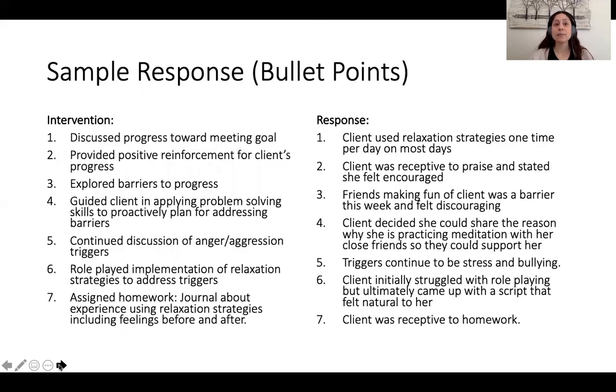In bullet point, it would look something like this. And remember, I said that numbering could be helpful. And so in this case, I have a number to correspond to each of the numbers in my intervention. So if we go to number 4, for example, guided client in applying problem-solving skills to proactively plan for addressing barriers. And then I go to number 4 in the response, client decided she could share the reason why she's practicing meditation with her close friends so they could support her. You see that those line up. Okay, the problem-solving skill and plan was to share the reason why she's practicing meditation with her friends. Okay, and then again, number 7, I say I assigned homework. So in number 7 in the response, the client was receptive to the homework.